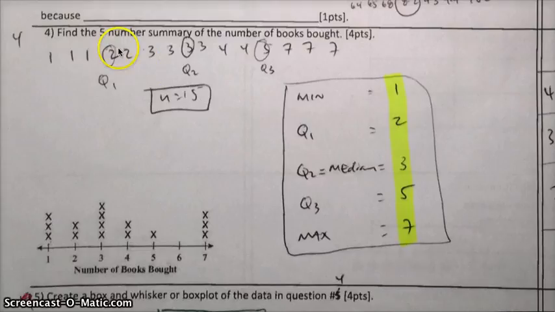Question number 4. Find the 5-number summary of the number of books bought. So here we have something called the dot plot. Even though I don't see any dots, we have X's. And that basically means that 3 customers, or 3 people, bought only 1 book. 2 people bought 2 books. 3 people bought 4. 2 people bought 4 books. 1 person bought 5 books. No one bought 6 books, and 3 people bought 7 books.